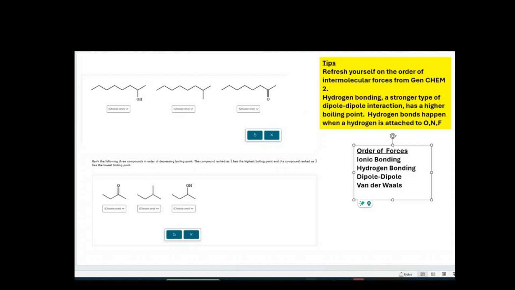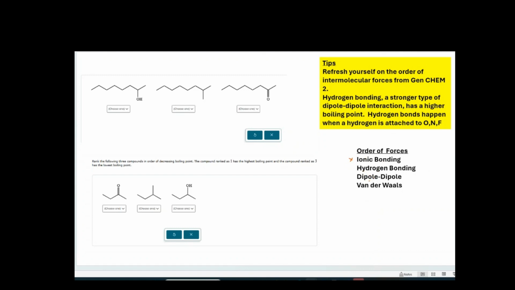So the tip for this question is pretty easy, which is refresh yourself on the order of intermolecular forces from Gen Chem 2. Hydrogen bonding, which is a stronger type of dipole-dipole interaction, has a higher boiling point. And hydrogen bonds happen when a hydrogen is attached to oxygen, nitrogen, or fluorine. And again, this is the order of the intermolecular forces strength. Since we don't have any real metal in this compound, we can go ahead and just write an X because we won't be dealing with that.